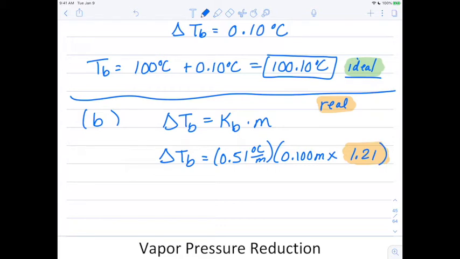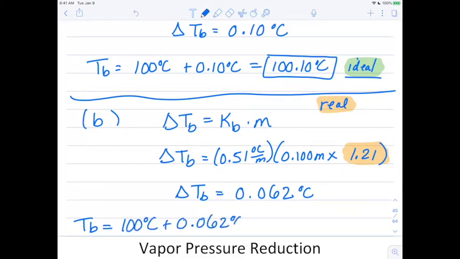Now let's go ahead and calculate this one more time. 0.51 times 0.1 times 1.21, like so. Looks like 0.062 degrees Celsius. And so our new temperature for boiling, 100 because we're using water, plus 0.062, 100.062 degrees Celsius, like so.